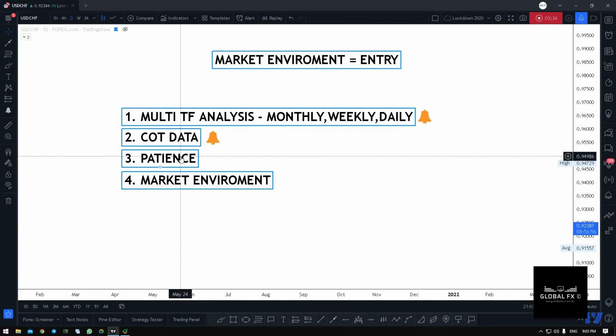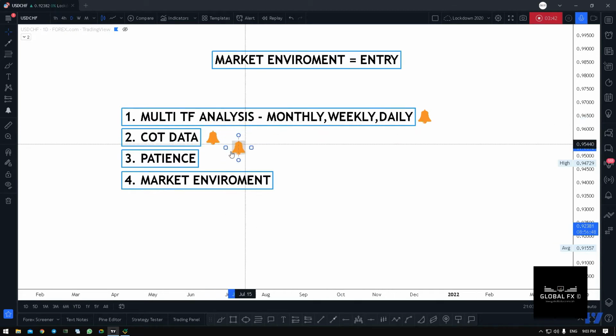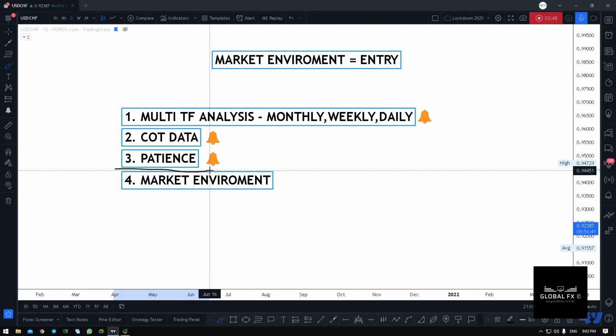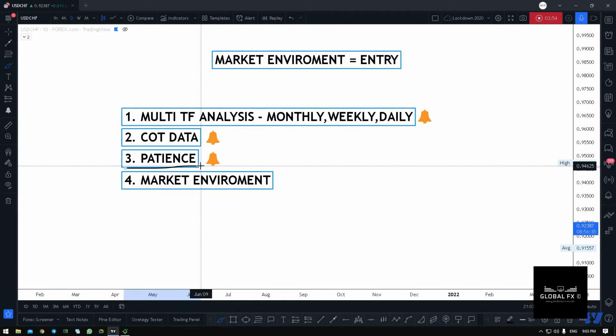Okay, it is multi-time frame analysis and COT data. And then the third one is, of course, patience. When I mean by patience, it means that I want you guys to wait for the market. When we are patient, we are going to wait for the market. We are never going to chase the market. We are going to rather wait for the market to come to us instead of we going to the market.